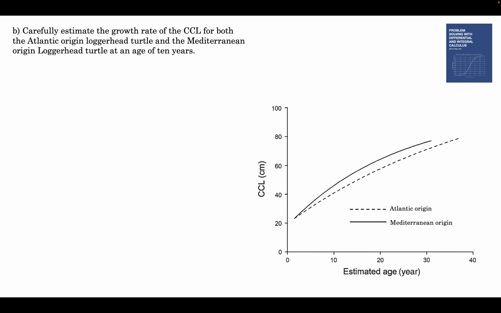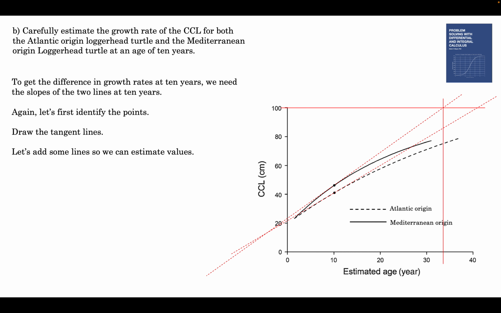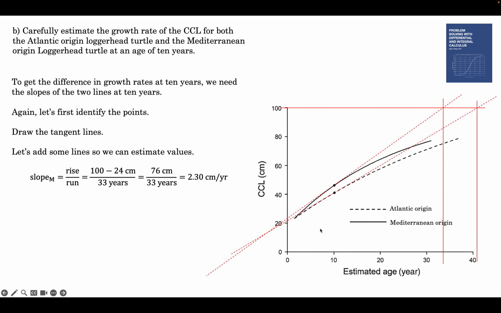Part B, what's the difference in the growth rates at 10 years? We want the growth rates at 10 years. So let's identify the points. There they are, 1, 2. Draw the tangent lines a little bit closer. Let's add some lines so we can get the values. This one's even off the graph. So we got 100 minus about 24. That's 76 centimeters, and that goes over 33 years for the Mediterranean, 2.3 centimeters per year.